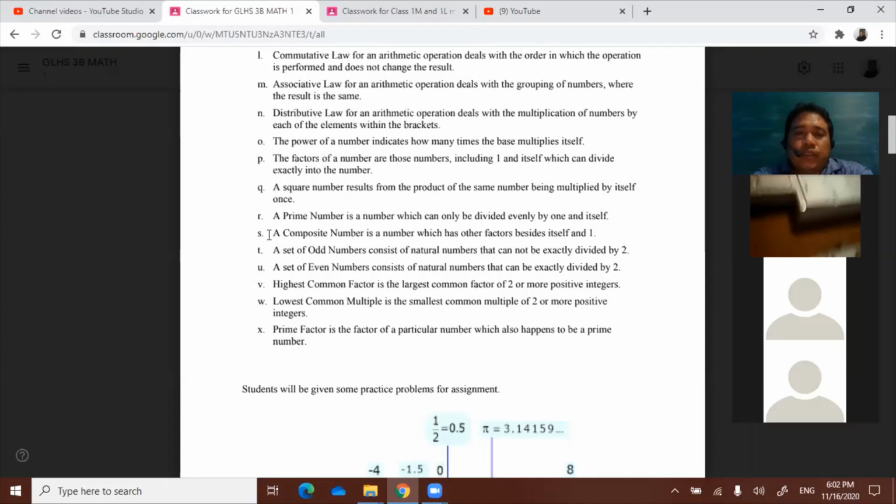All right. The next part is the prime factor. A prime factor is a factor of a particular number which also happens to be a prime number. In other words, prime factors are those numbers that happen to be prime that, when you multiply them together, give you the number that you're talking about.